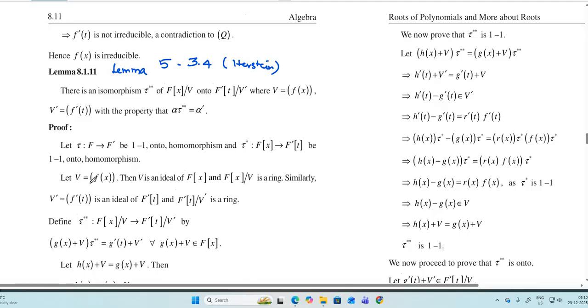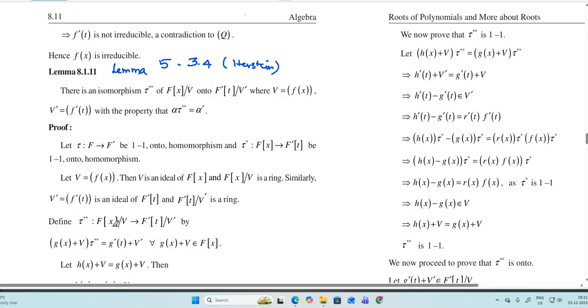Now we'll consider V to be an ideal generated by f(x). Then V is an ideal of F[x], and F[x] mod V is a ring. Unless f(x) is irreducible, we cannot have this to be a field, so it is just a ring. Similarly, you consider V' an ideal generated by f'(t) in F'[t], and this one is definitely a ring.